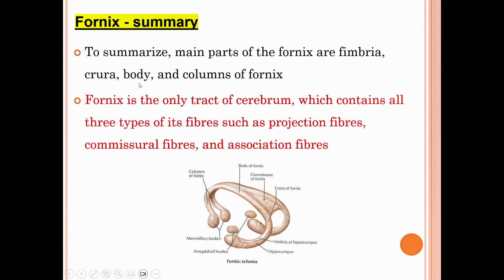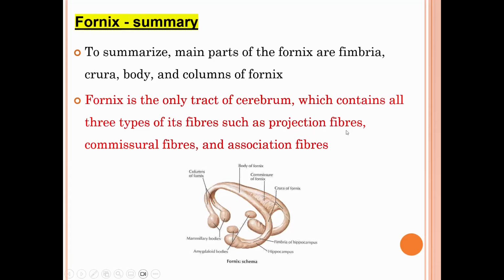Okay, so if you want to summarize the fornix, the main parts of the fornix are the fimbria, the crura, that is two crura, or one crus. We can say singular is crus and plural is crura. Then there is the body, and there is the column. Okay, so the fornix is actually the only tract of the cerebrum which contains all three types of fibers.